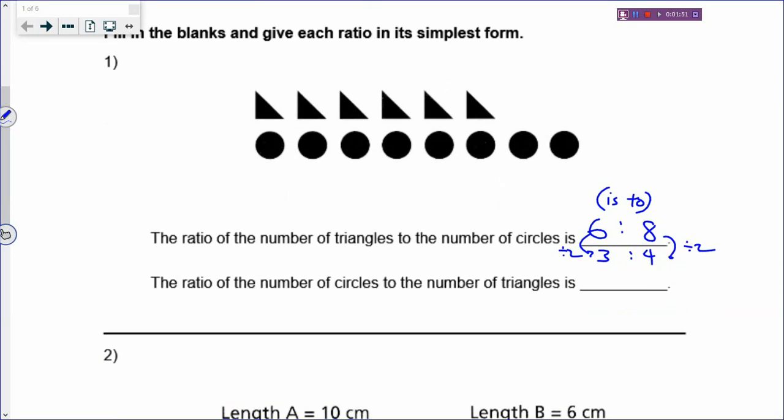The other thing is the order. How do you write the ratio in the correct order? You can see the triangles come first, so make sure that you have 6 triangles and not the other way around. The triangles come first, and after that will be the circles.